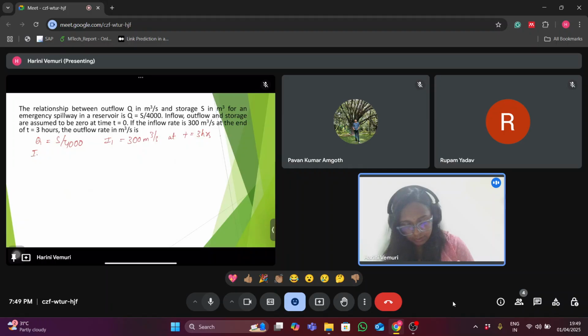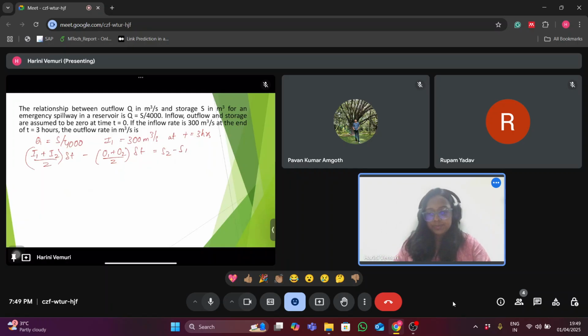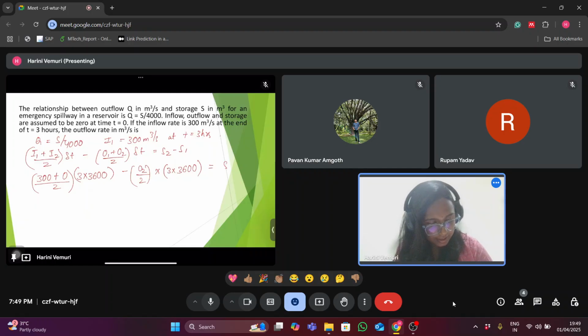So from the continuity equation, it is (I1 plus I2) by 2 into delta T minus (O1 plus O2) by 2 into delta T is equal to S2 minus S1. So once you substitute the values, I2 is 300, initially the inflow is 0, by 2 into 3 hours. Since it's in hours, you have to convert it into seconds. This is O2 by 2. Initially the outflow is 0. So 3 as S. So we know O2 is equal to S2 by 4000.